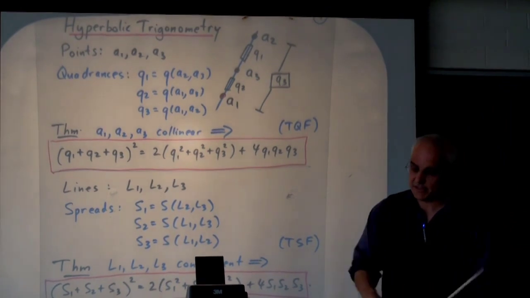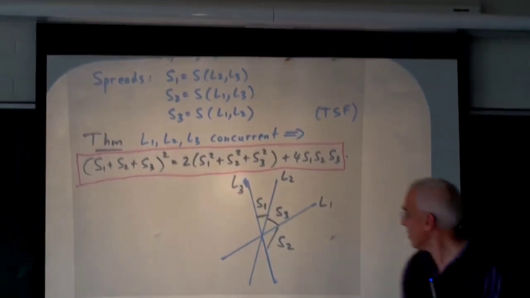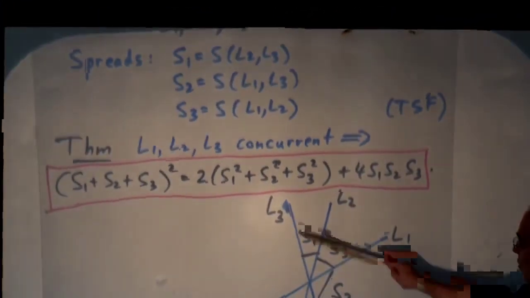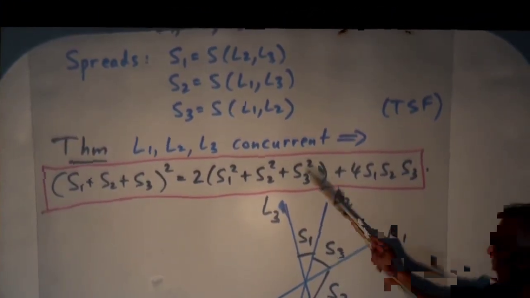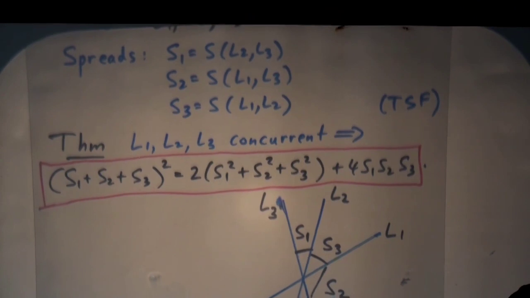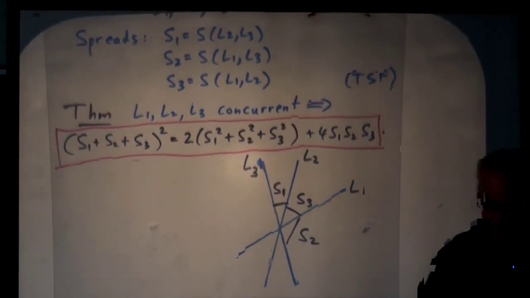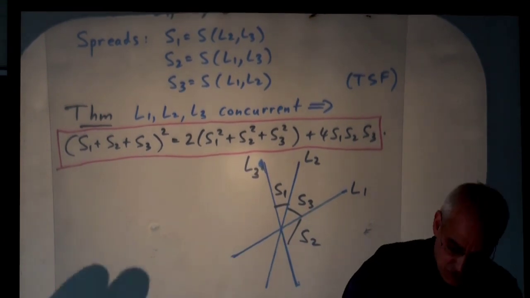Correspondingly, there's an exact dual situation where we have three concurrent lines, L1, L2, L3, and the three spreads formed by them satisfy exactly the same relation. In fact, there's a complete duality in the theory between points and lines, and so for many of the results I'll just give you one version of them and not give you the dual version.